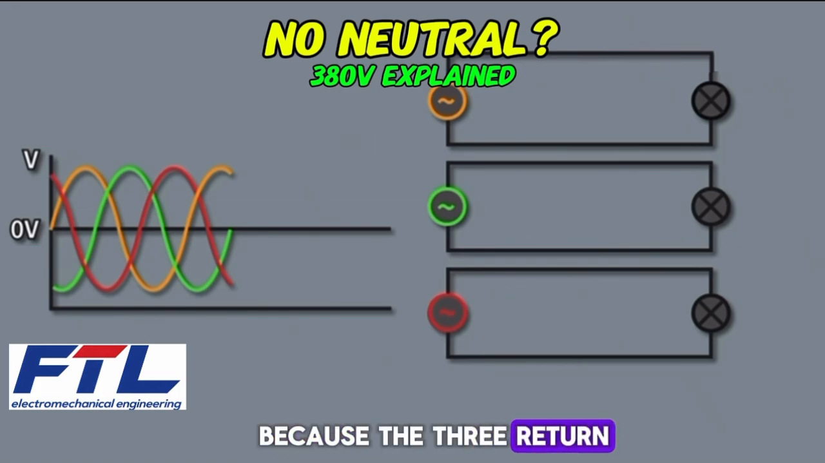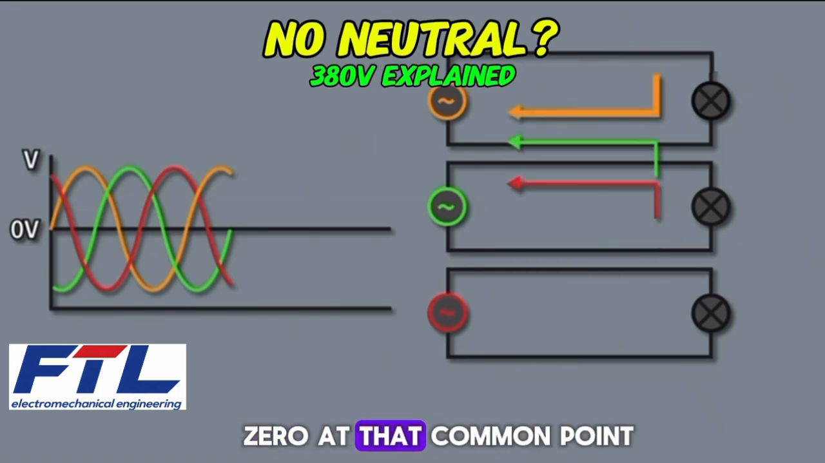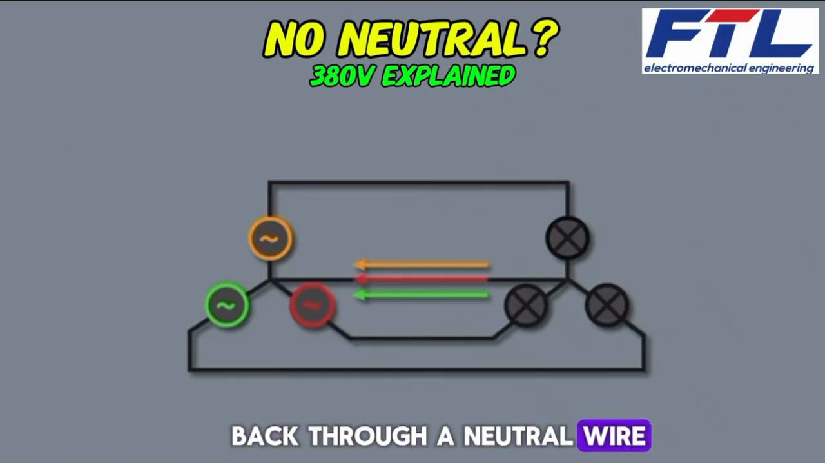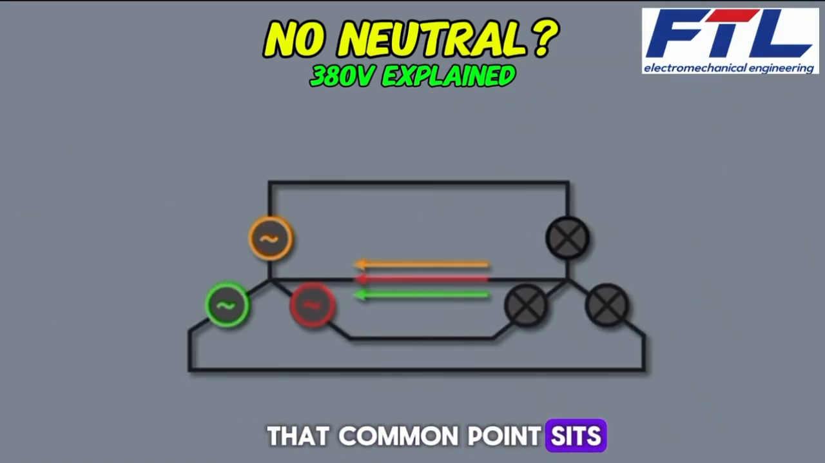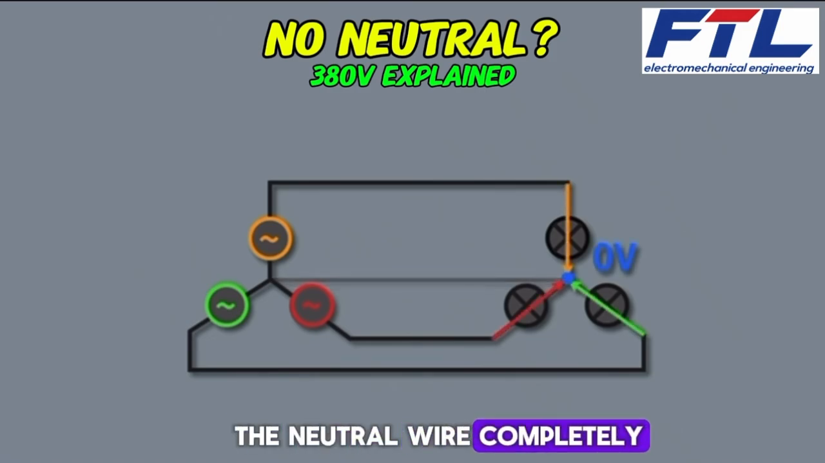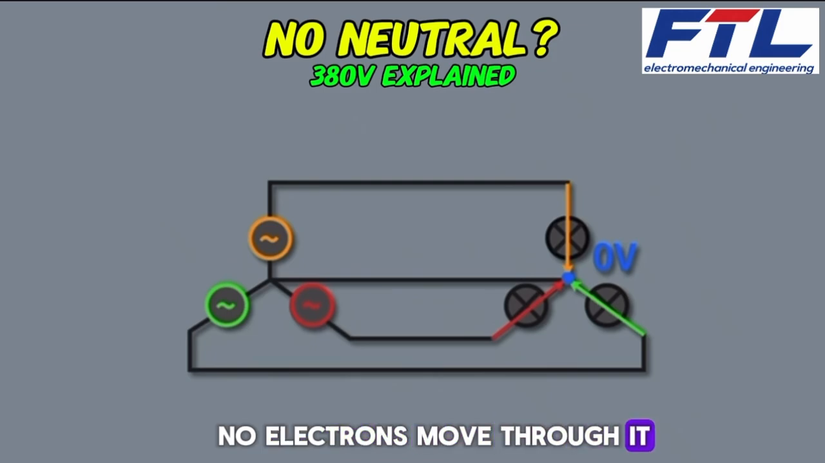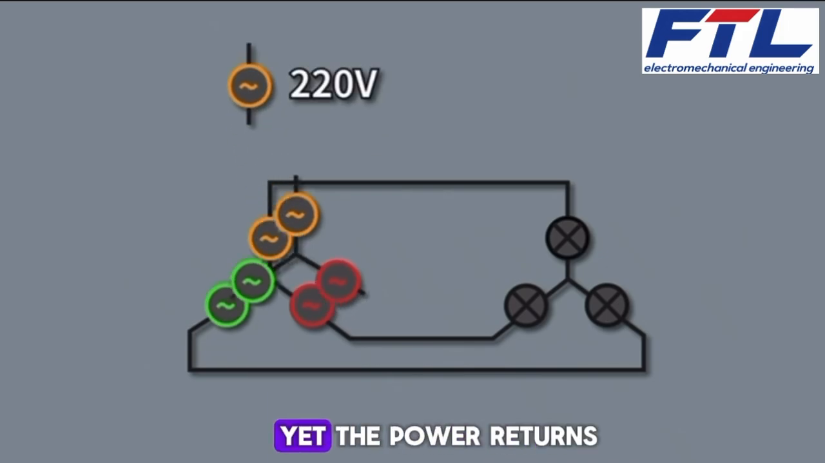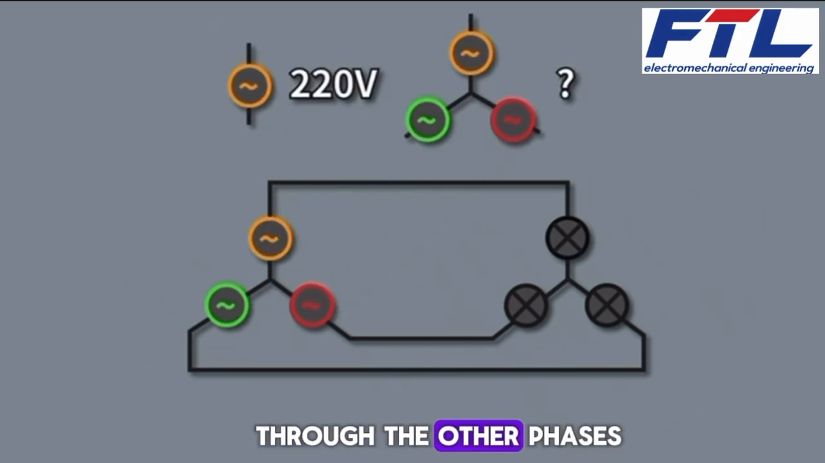Because the 3 return currents add up to 0 at that common point, no current actually flows back through a neutral wire. That common point sits at 0 volts, so we can remove the neutral wire completely. No electrons move through it. That's why 3-phase systems often run with just 3 wires, all of them hot, yet the power returns through the other phases.